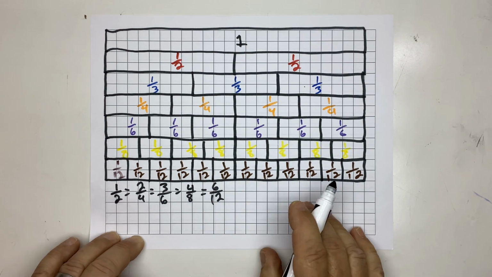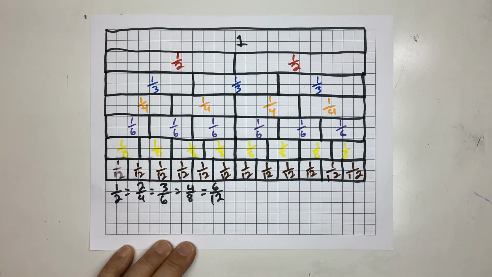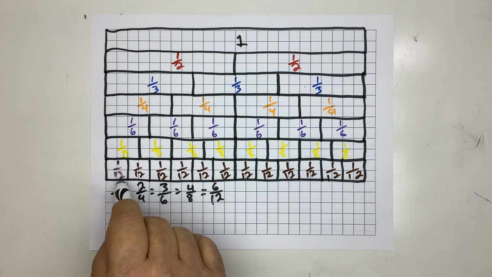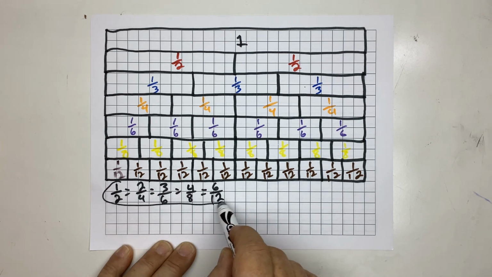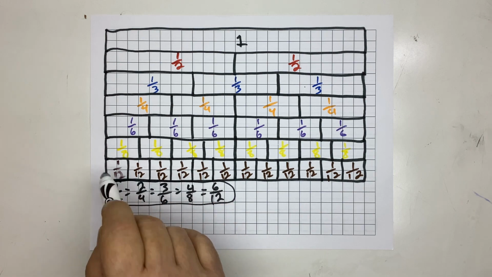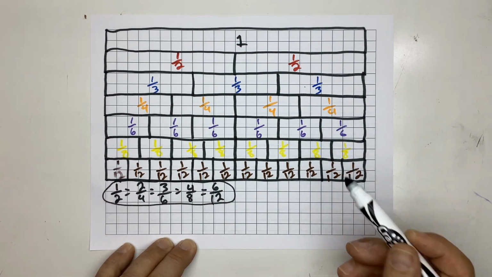Okay, something else you notice about all my fractions that are equal to a half, the numerator is always going to be half the denominator. So I think that's a real good way to pick out all the fractions that are equal to a half, or comparing fractions to a half.